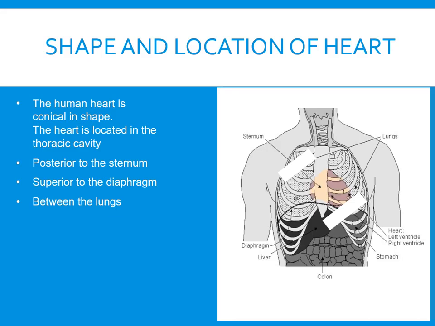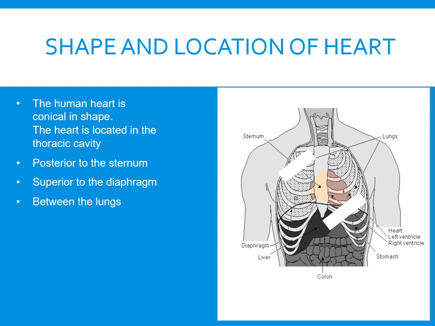The human heart is conical in shape. The heart is located in the thoracic cavity. It is posterior to the sternum, superior to the diaphragm, and in between the lungs. So we can say the human heart is a muscular organ which is somewhat conical in shape. It is located between the two lungs in the thoracic cavity.